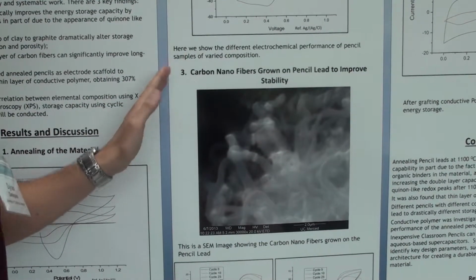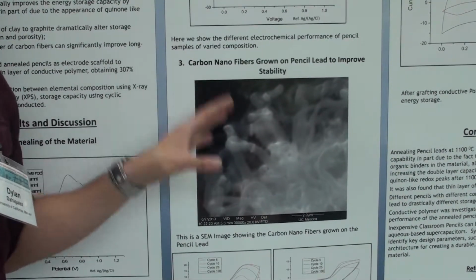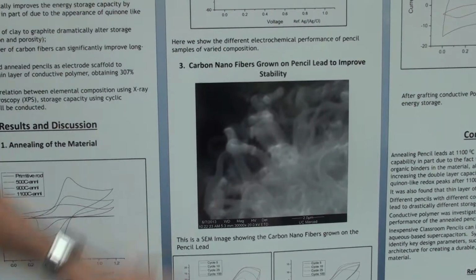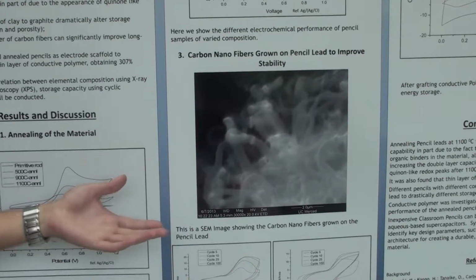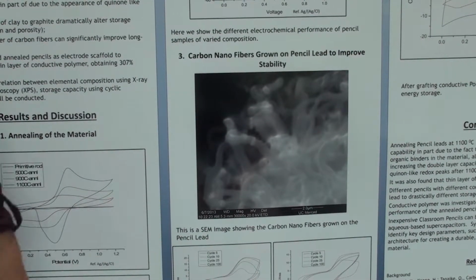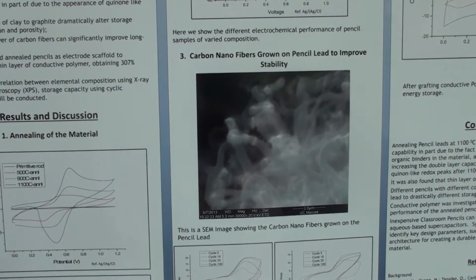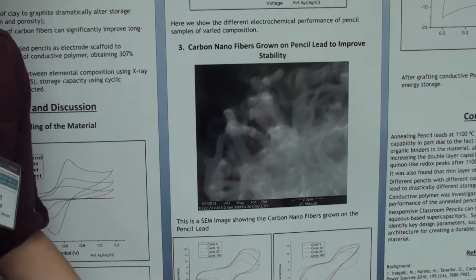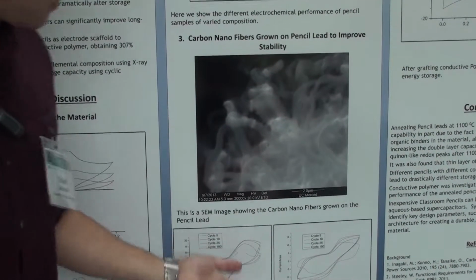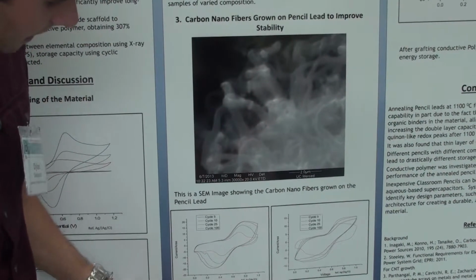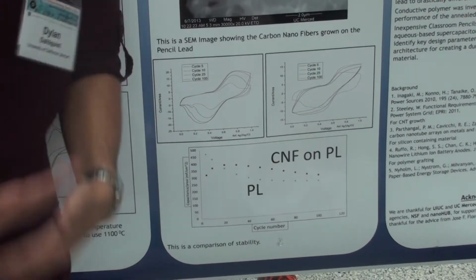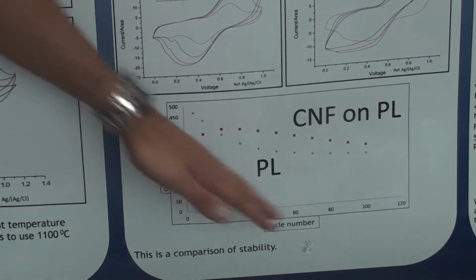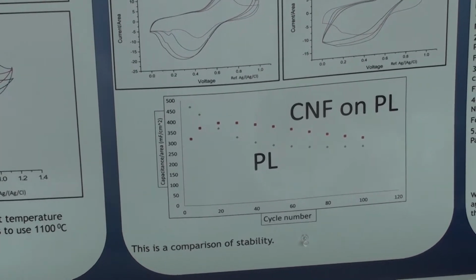one other treatment that we did was we grafted carbon nanofibers onto the surface of this pencil graphite. This increased the surface area and increased the capacitance slightly, but what we were more interested in was the durability of the material. So we saw with the carbon nanofibers that after repeated cycles, the capacity dropped off less than when it was bare, just normal pencil graphite.